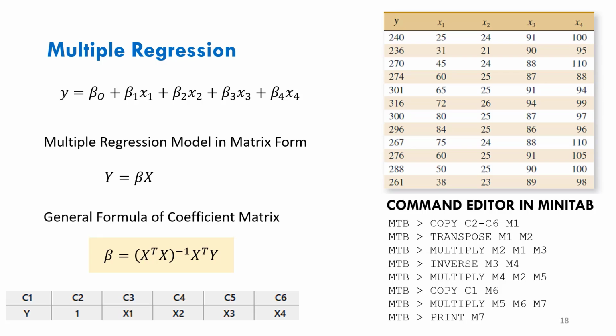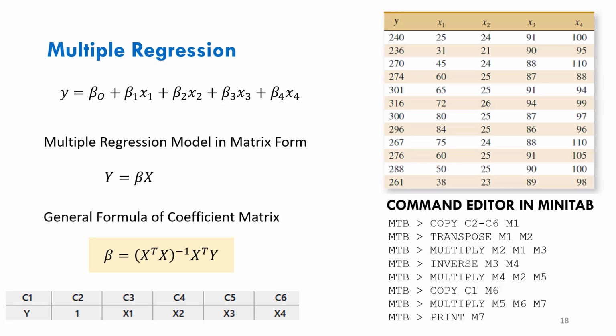We can perform this in Minitab very easily by using the command editor. I have used Minitab 17. First, I have to name the captions of the columns. I named C1 as Y, C2 as 1 for the ones of the matrix, C3 as X1, C4 as X2, C5 as X3, C6 as X4.